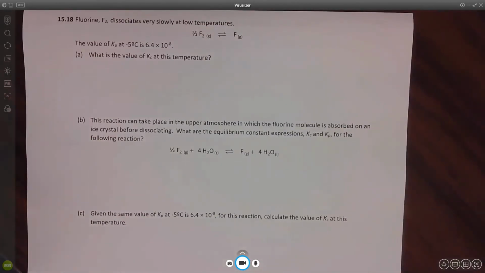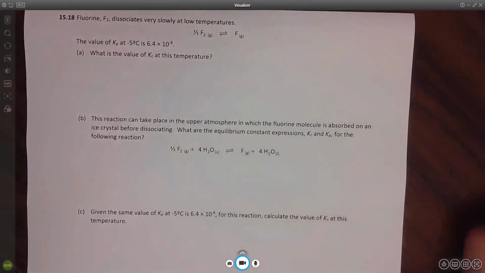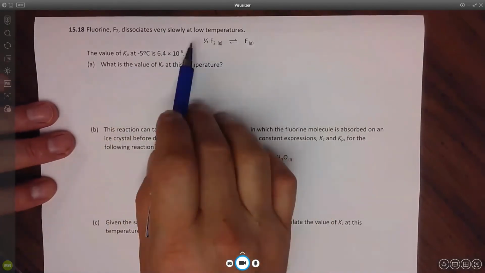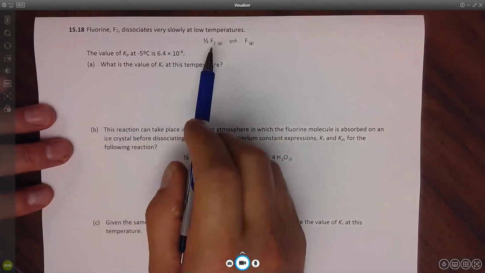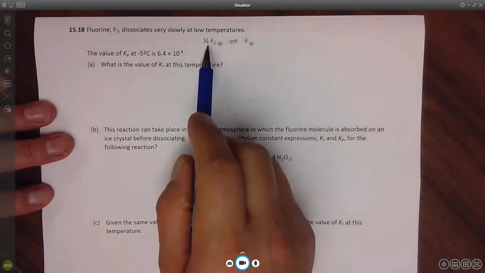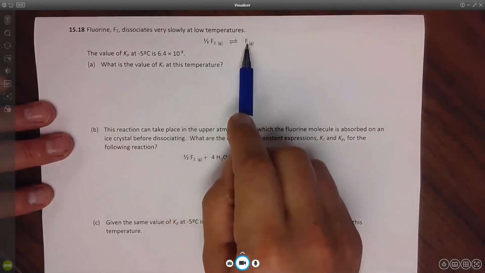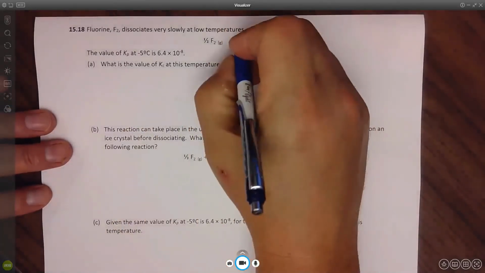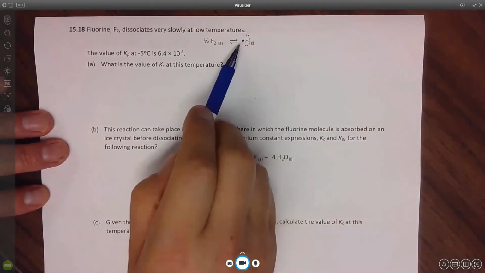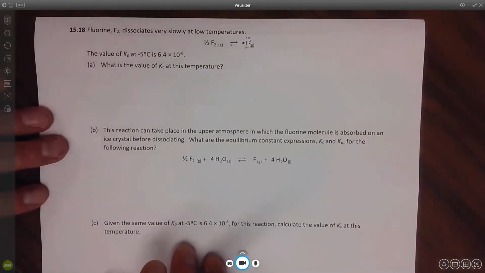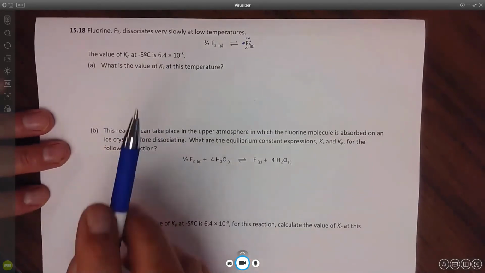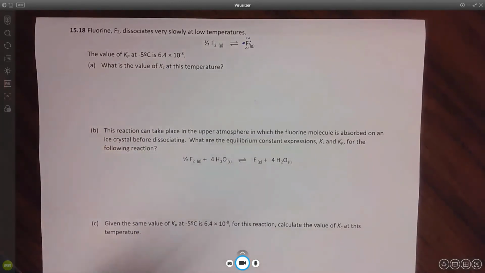Okay, let's try another. So this says fluorine dissociates very slowly at low temperatures. So for example, when it dissociates, and again, this is a problem in the upper atmosphere, it creates atomic fluorine. Now remember, it has an unpaired electron on it, right? It has 7 valence electrons. So it has an unpaired electron and it makes it very, very reactive. So the value of Kp at -5 degrees Celsius is 6.4 times 10 to the -8. I want to know, what is the value of Kc?